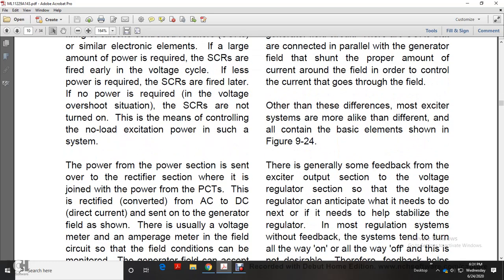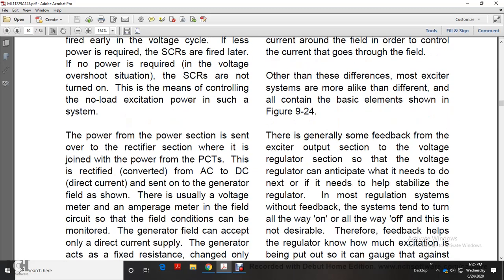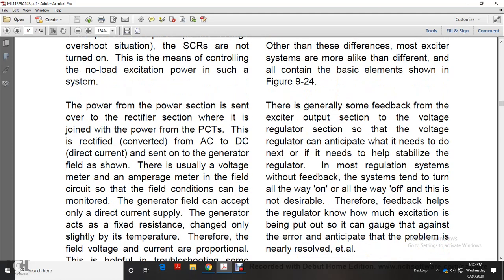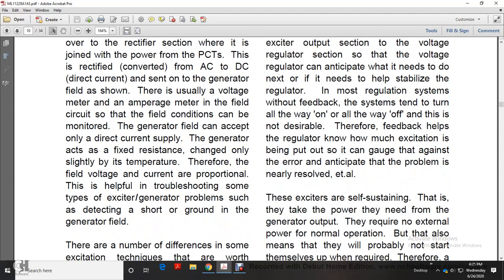There's generally some feedback from the exciter output section to the voltage regulator section, so that the voltage regulator can anticipate what it needs to do in the next step, which helps to stabilize the regulator. Most regulation systems without a feedback system tend to turn all the way off. This is not desirable. Therefore, feedback helps the regulator know how much excitation is being put out, gauge that against the error, and anticipate that the problem is nearly resolved.